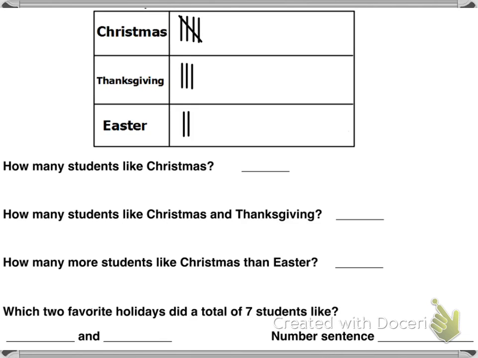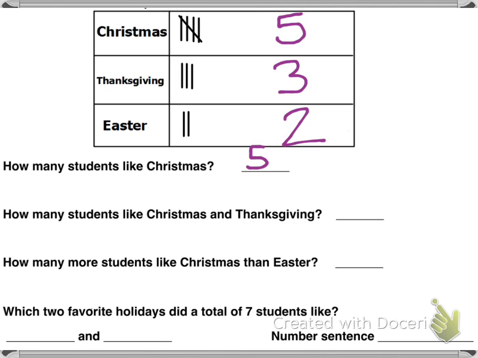So the students voted to see what holiday they liked best. Christmas had 5 votes, Thanksgiving had 3 votes, and Easter had 2 votes. Now we're going to answer these questions, and it'll make it a little bit easier for us. It says, how many students liked Christmas? Well, if you look, it says 5.